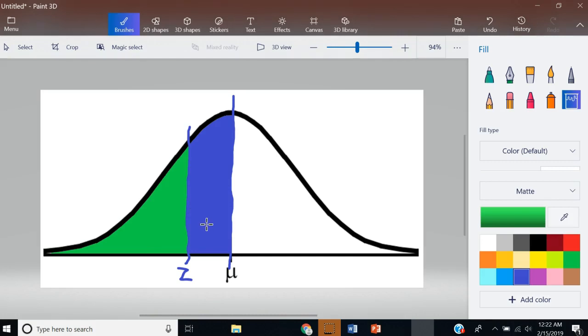The relationship between the green and the blue is that together they take up half of the curve. So if the blue is 0.0233, we're going to take 0.5 minus 0.0233, and the green area would be 0.4767. Hopefully that makes sense. Again, write it down if you're a little bit confused. Continue to label your normal curve in that way.